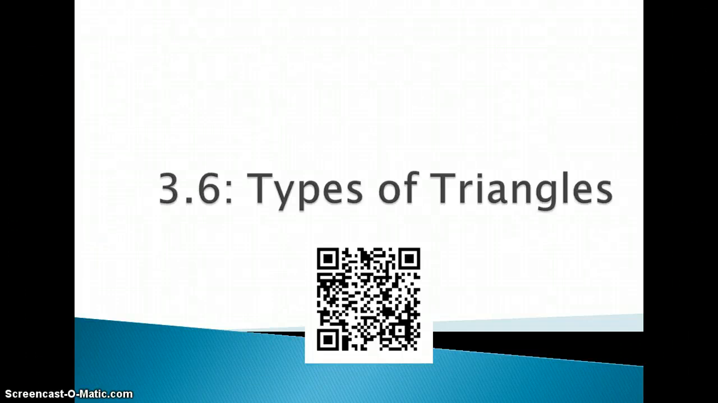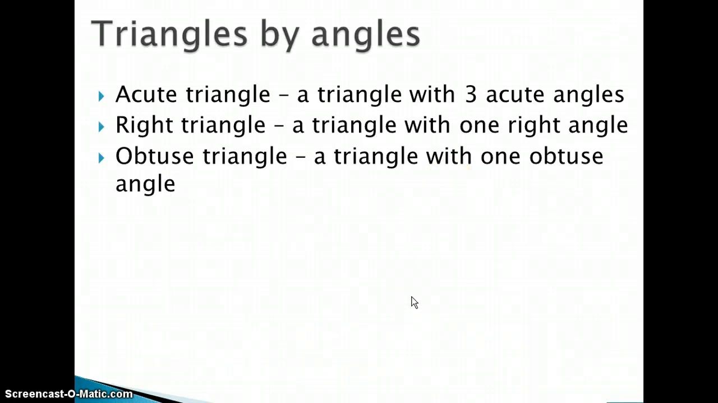Welcome to section 3.6. Today we're talking about the different types of triangles and how we classify triangles based on the angle measurements and also by the measurements of the sides. First we're going to talk about angles. There's three different types of triangles that we could have. This is again all in a plane.